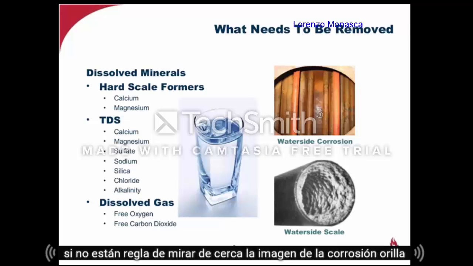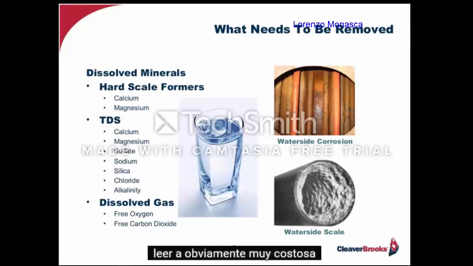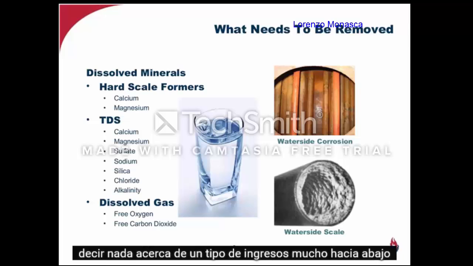Now, looking closely at the waterside corrosion picture, you can see pits which have formed on the waterside surfaces of this fire tube boiler, and this led to a complete retube. Obviously, very costly, to say nothing about the loss of revenue due to downtime.